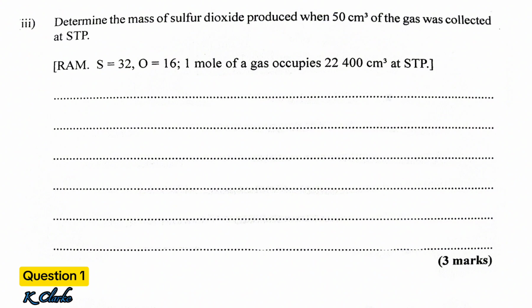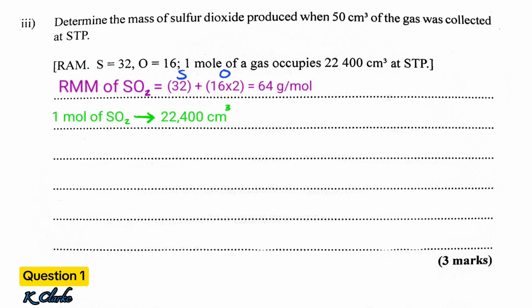First, we are going to calculate the relative molecular mass of sulfur dioxide. The mass number for sulfur is 32 plus the mass number for oxygen 16. However, since there are 2 oxygens in sulfur dioxide, we multiply 16 by 2. This equals 64 grams per mole. 1 mole of sulfur dioxide occupies 22,400 cm³. Also, 1 mole of sulfur dioxide is 64 grams. Therefore, 22,400 cm³ of sulfur dioxide weighs 64 grams.